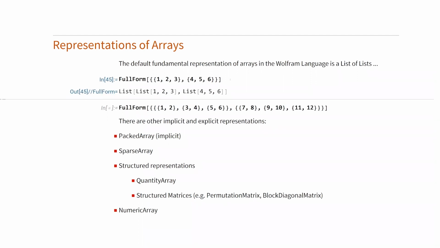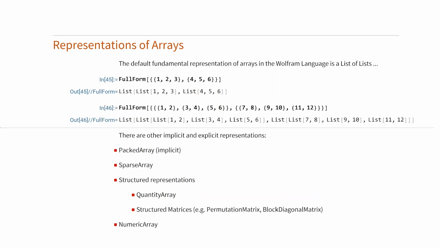Okay, so now let's talk about how arrays are represented. And this is probably the key topic that you'll get something out of in this talk. The fundamental representation is a list of lists of possibly lists of lists, et cetera. So let's just take a matrix. The full form is a list of lists. If you go deeper, it's just nested that much deeper in lists. And these are each expressions, they're references to the elements. Now there are other implicit and explicit representations. There's a packed array representation, which is implicit.